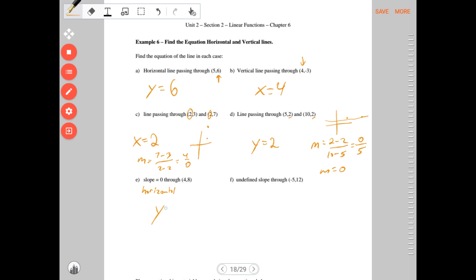Okay, awesome. So E, the slope is 0, so that's, again, horizontal. So that is a y equal line, so y equals 8. Awesome. So undefined slope, remember that's a vertical line, so that is an x equal line. So x equals, well, whatever the x coordinate is, so -5. And it's that easy for those ones.